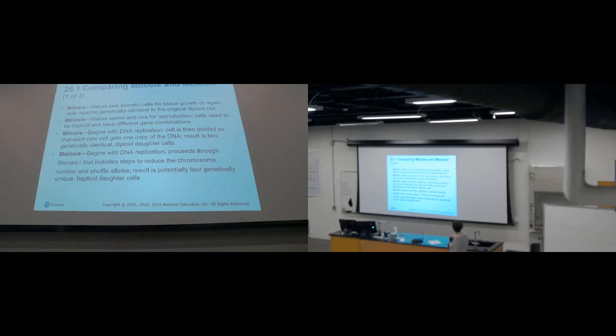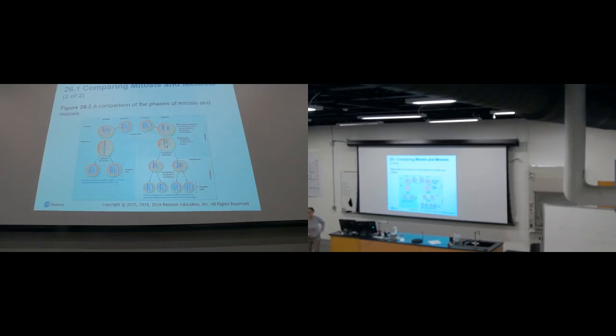So for similarities, both begin with DNA replication, and meiosis goes through 2 rounds of phases, from prophase up to telophase. So it will be prophase 1, metaphase 1, anaphase 1, telophase 1. And then going into prophase 2, metaphase 2, anaphase 2, telophase 2. So the purpose of meiosis is to reduce the chromosome number and shuffle the alleles, while in mitosis it is to preserve the information. So that's why you shouldn't technically have mutations.